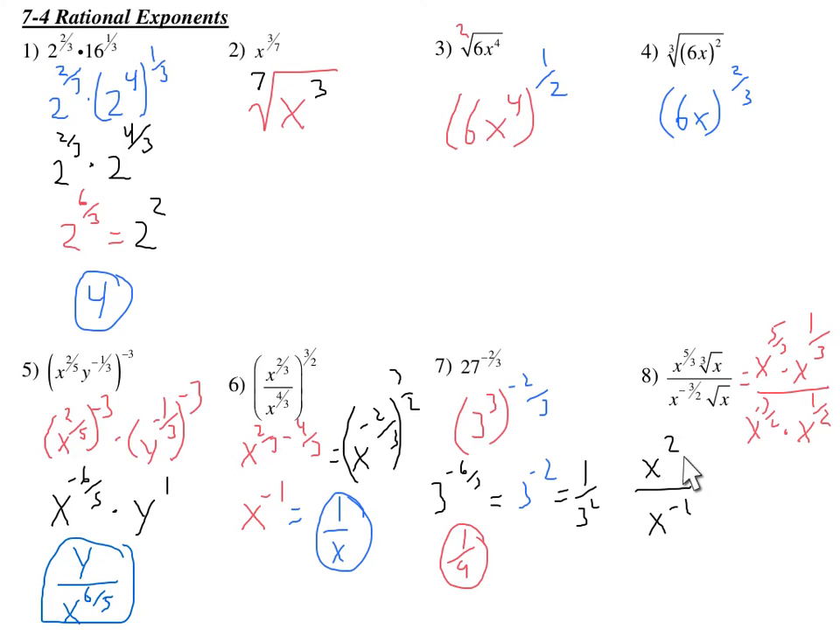Now, can you simplify this? Well, you can subtract the powers. So hopefully you see this is going to be x to the 2 minus negative 1, which is x to the 3rd. And we have just simplified this ugliness using all your properties.